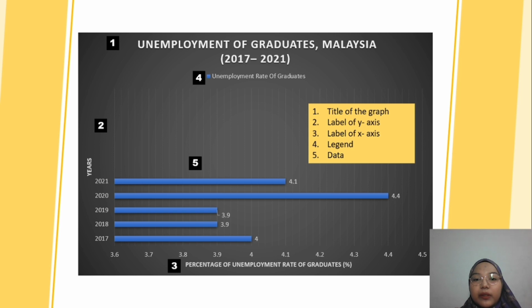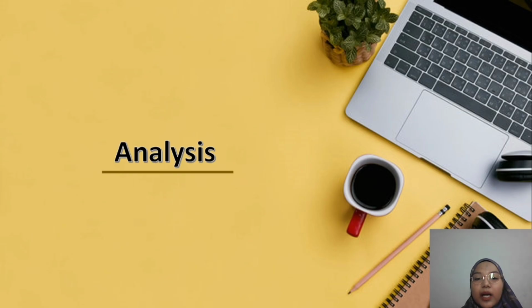The title of the graph is Employment of Graduates, Malaysian from 2017 to 2021. This graph is a horizontal graph, where the y-axis represents the years, and the x-axis represents the percent of employment among the graduates. The last is the data. Now we'll move on to the analysis of data.